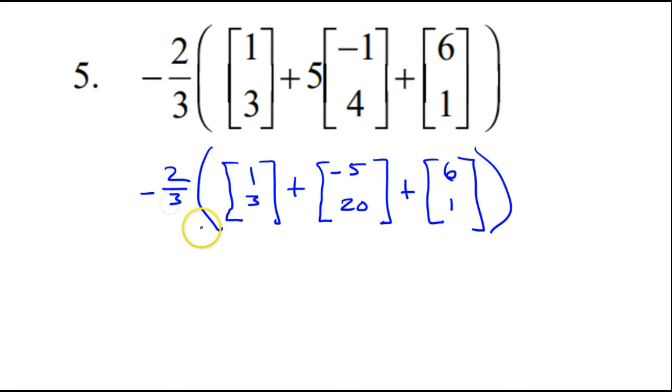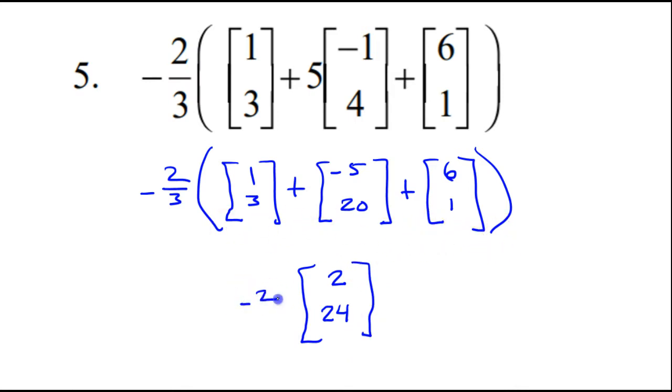And I've got another scalar out there. Let's go ahead and keep working the inside. So I'm going to go ahead and add these 3 matrices together. So I'm going to do 1 plus negative 5 plus 6. So 1 plus negative 5 is negative 4. Negative 4 plus 6 is 2. 3 plus 20 is 23. Plus 1 is 24. All right, so that's what I get when I add all of these together.